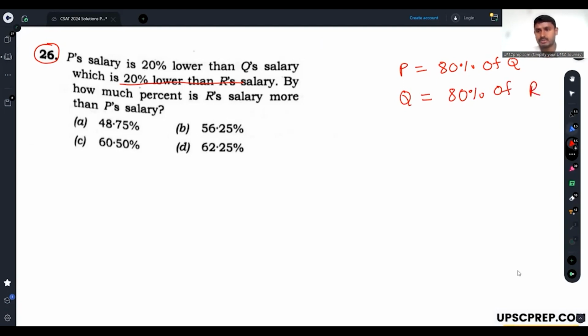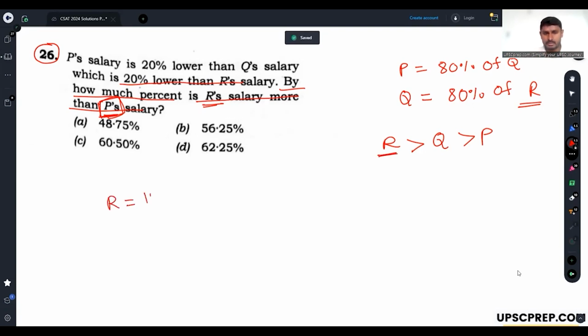So who has the highest salary? R will be having the highest salary, then Q, then P. Okay, we have to find out by how much percent R's salary is more than P's salary. So we have to find out R's salary, by how much percent it is more compared to P's salary. So we have to compare with P. This is very important. See now how to do that. Here, R's salary being the maximum, I will assume R's salary is rupees 1000.